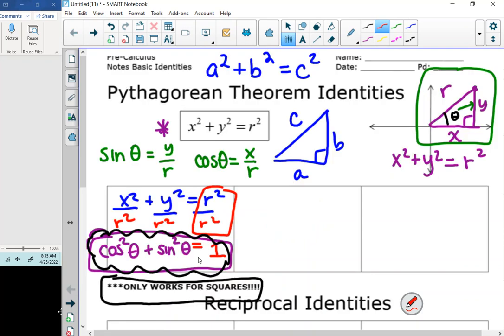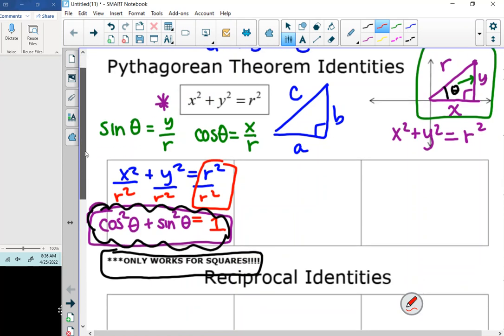So this is the big guy to remember. Cosine squared plus sine squared, and some people write it sine squared plus cosine squared. It doesn't matter the order because it's addition, and addition's commutative. So sine squared plus cosine squared or cosine squared plus sine squared equal to 1 is your first big identity.